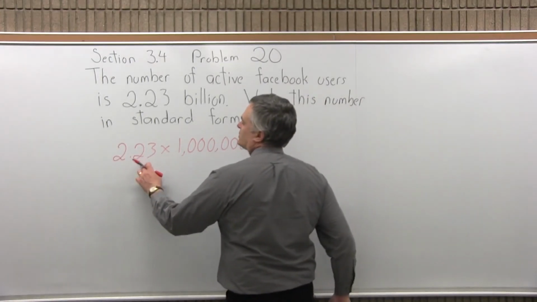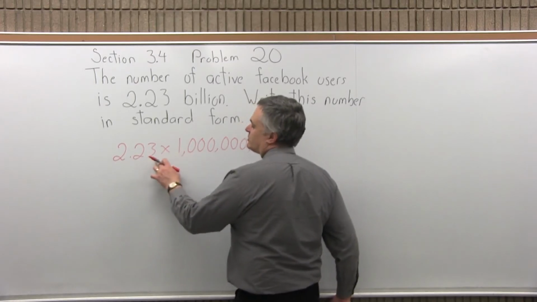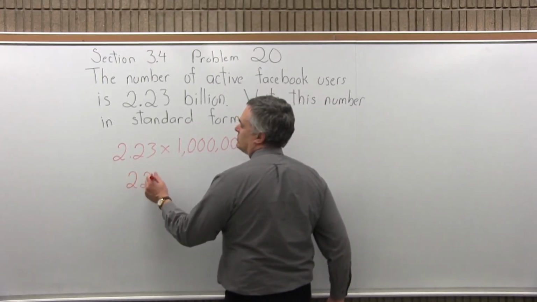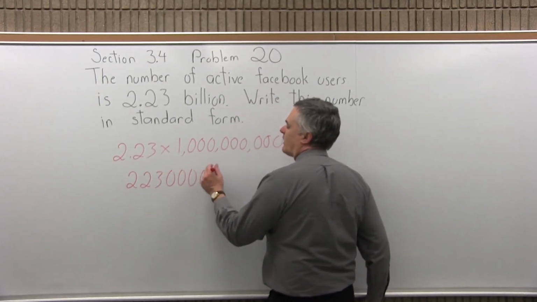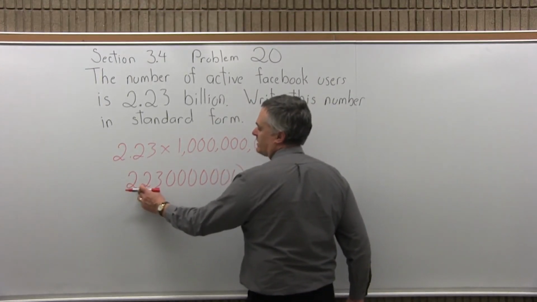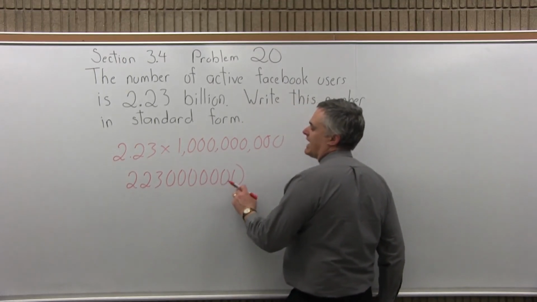So the first 2 places will go to the right of the 3. That uses 2 out of 9, so there'd be those 2 and then 7 more for a total of 9. So you do 2, 2, 3, and then 7 zeros: 1, 2, 3, 4, 5, 6, 7. So starting from here, that'd move it 9 spots: 1, 2, 3, 4, 5, 6, 7, 8, 9.